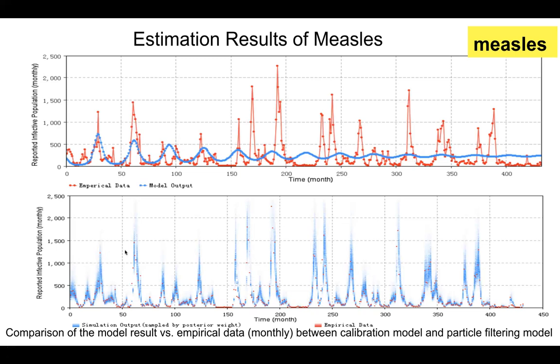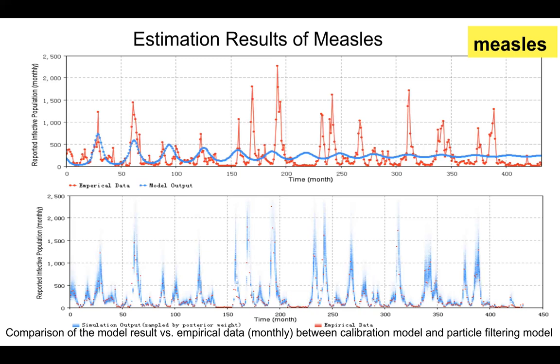So in the lower plot is the comparison between the particle filtering model results and the empirical data set. Here, you can see the red dots. The red dots are the empirical data of the monthly reported cases across the whole population. And the blue bars are the 2D histogram of the particle filtering model's result.